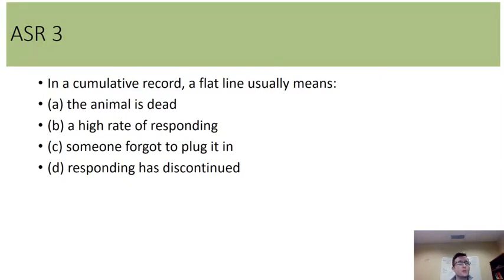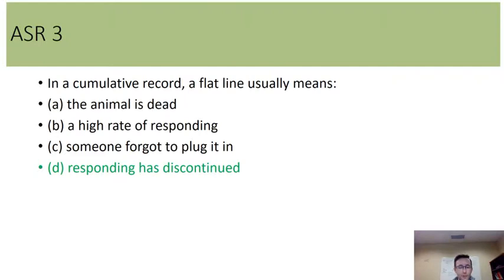ASR number 3. In a cumulative record, a flat line usually means A. The animal is dead. B. A high rate of responding. C. Someone forgot to plug it in. Or D. Responding has discontinued. Give a few more seconds. Alright, I'll go ahead and close the poll. The answer here is that responding has discontinued.